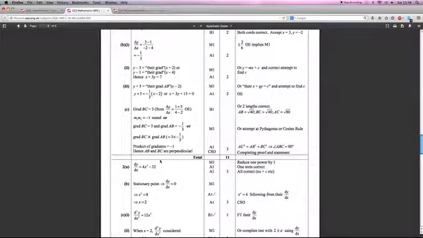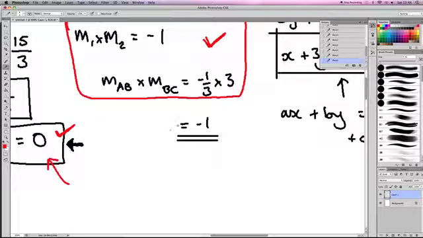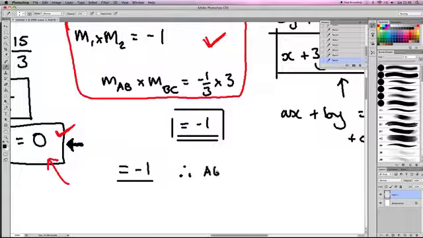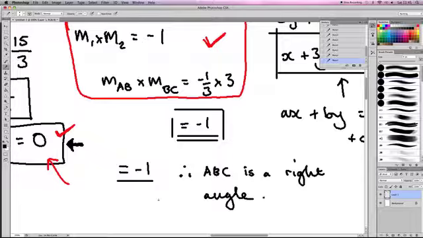making that statement. That hurts. I did not make that statement, so I would not get the final mark. So just saying it's equal to -1 is not enough. So I need to say equal to -1, therefore ABC is a right angle. So I do not get the final mark there.